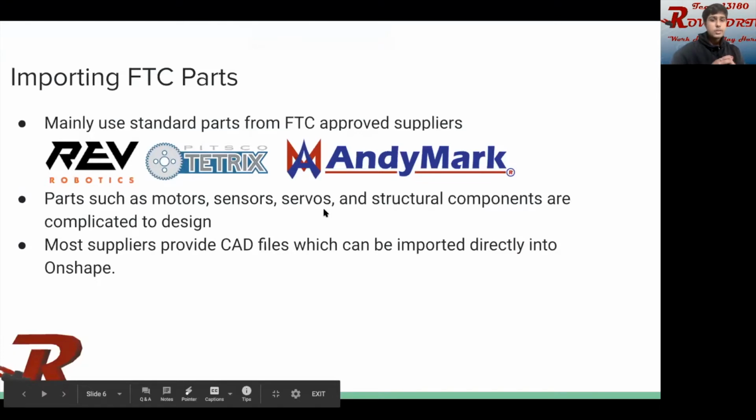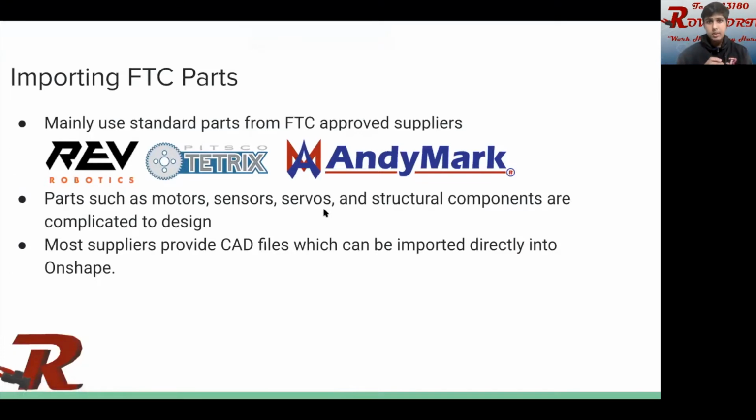All right, as you can see, this slide is about importing parts. When you're making robots in real life, you don't really create every single part. You have to import some parts or buy some parts from FTC approved suppliers like REV, TETRIX, AndyMark. And these might be a bit harder to design or to get all the accurate measurements. For example, motors have a bunch of components that you can't account for, as well as servos and other sensors. Additionally, channels are quite complicated with the different patterns they may have. And it's just a lot of extra work to actually design these.